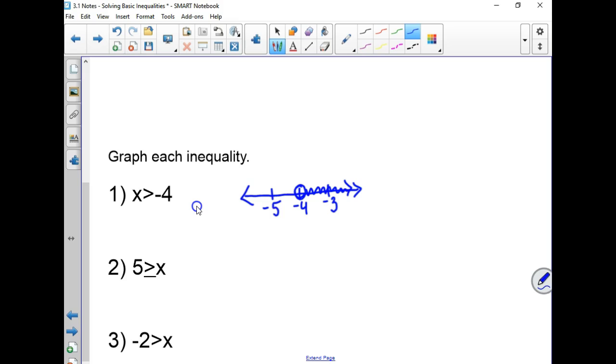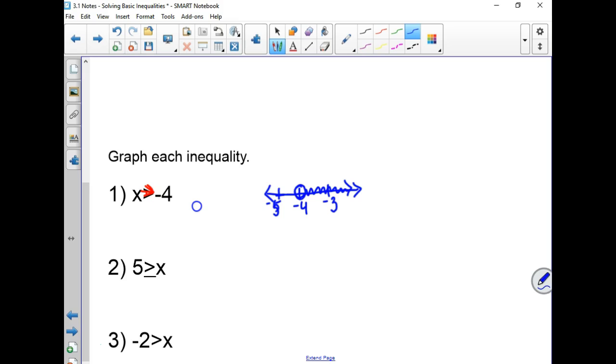Number 2 and 3 are a little bit tricky. Be careful with these because the variable does not come first. Here I had a greater than symbol. The numbers to the right were shaded. Sometimes I tell students to look at this. It almost looks like that is making an arrow that is shaded or that points to the right. However, we can't use that trick whenever we're looking at number 2 because the variable is not first.